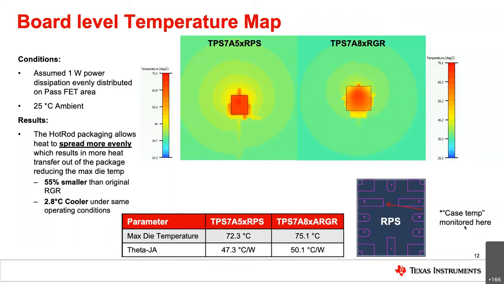As I mentioned before, this even spread results in more heat transfer out of the package, and thus reduces the overall max die temperature. I will note, on the screen, there are actually two scales here. So even though they have similar colors, the TPS-7A5 is less than the TPS-7A8. You can see that the results are almost a total of 3 degrees C difference between the two for the max die temperature while being in a much smaller solution size.